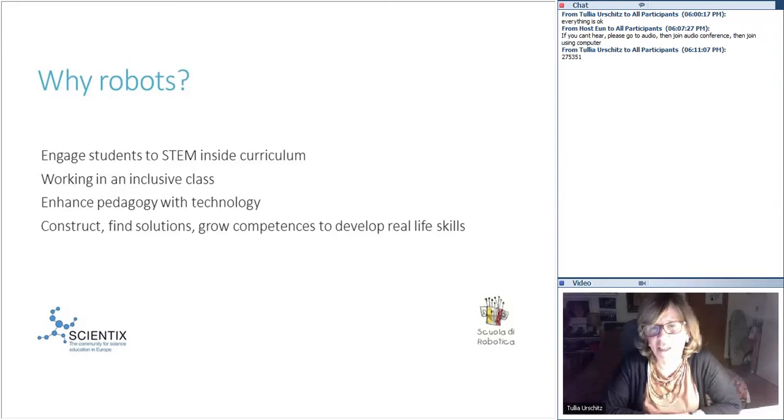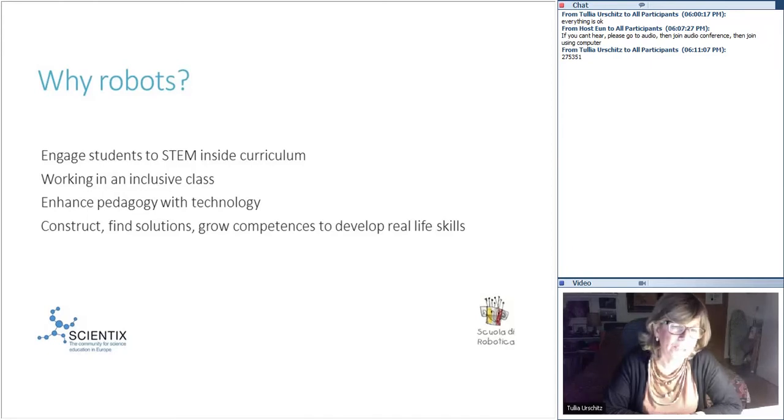I have experience. I'm working with educational robotics since 2008, and I saw very good results. Good results also in many of the national benchmarks that we have here in Italy, I mean, in Invalsi tests. This means that working with educational robotics is also a way of developing critical thinking and computational thinking.